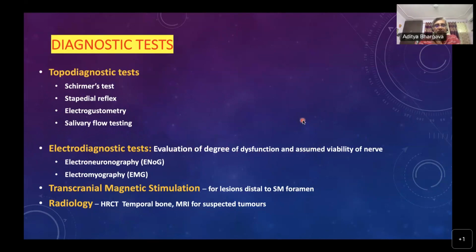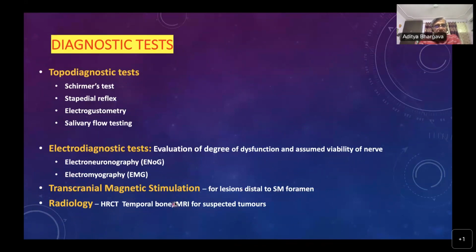How much nerve is viable at the time of presentation? That gives us the answer. So many things depend on it, whether we are doing surgery or conservative treatment, all depends on the electrodiagnostic test along with CT and all those things. Then if the lesions are distal to the stylomastoid foramen, there is a method, transcranial magnetic stimulation, which is also not very popular because the instrument is very, very expensive and not available in most of the hospitals.